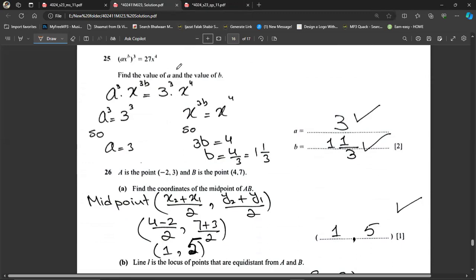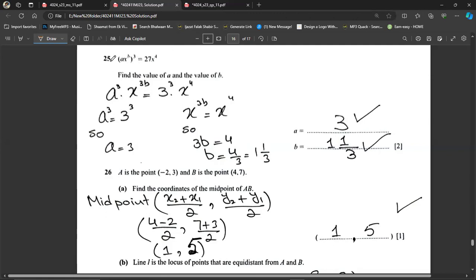Because the two are equal, x raised to power 3b and x raised to power 4 should be equal to each other. So compare these powers. So 3b will be equal to 4. So b will be equal to 4 by 3, which is 1 whole 1 by 3. So you got the value of b. Here, a raised to power 3 and 3 raised to power 3 must be equal to each other. That means the base here and the base here must be the same. So a is 3. It's a comparison. Because they are equal, you can compare.